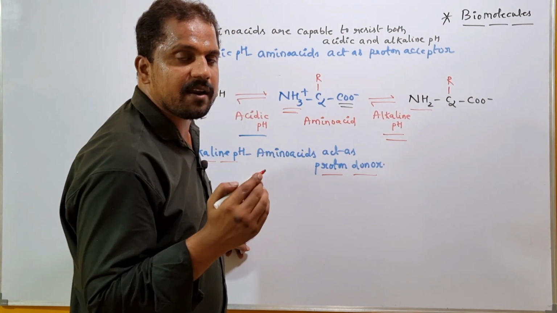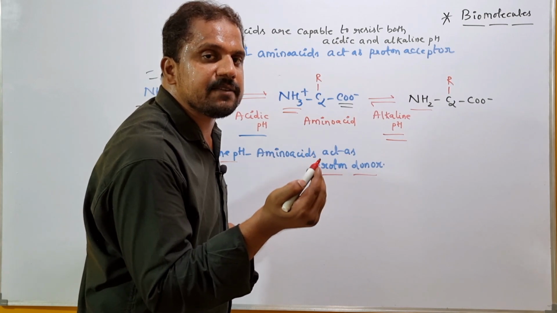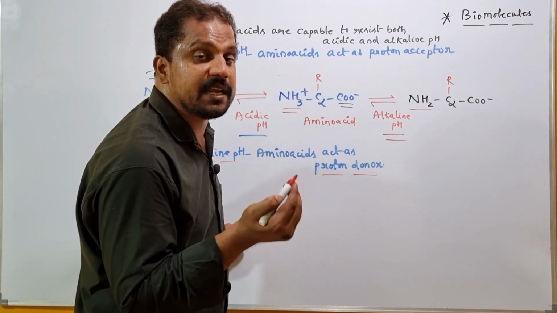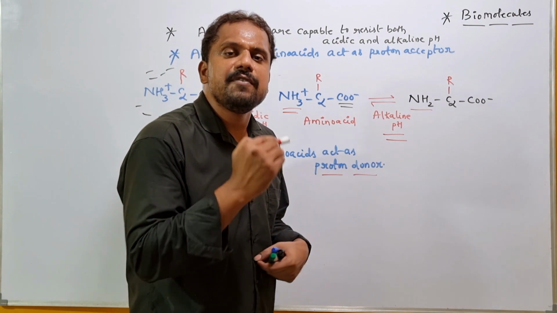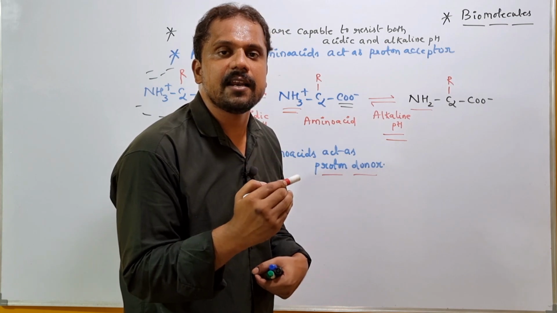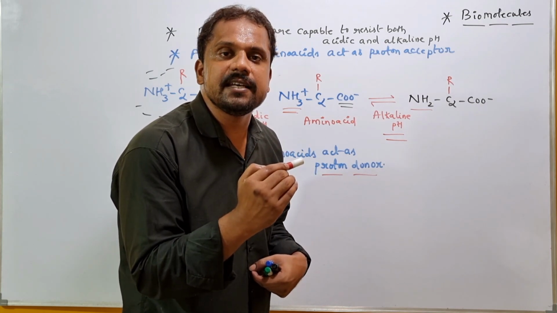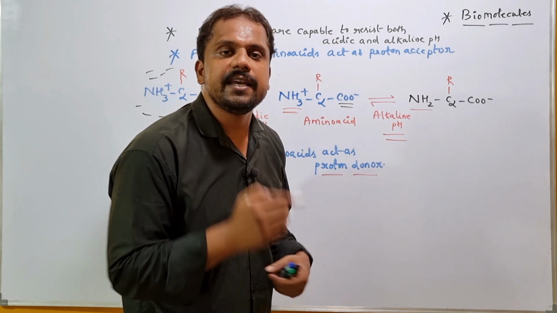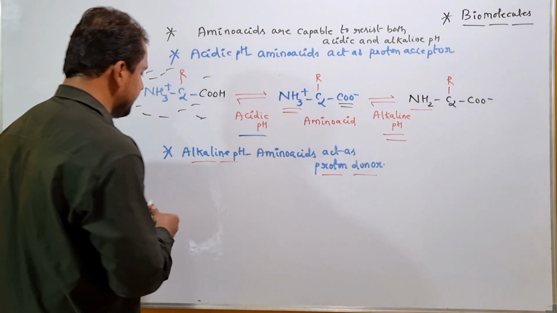The specific organic compounds which are capable of resisting both the acidic pH and alkaline pH are termed as what? Ampholytes. Is it clear? The specific organic compounds which are capable of resisting both the acidic pH and alkaline pH are termed as what? Ampholytes. And the specific nature of these organic compounds is termed as what? Amphoteric nature. So let's write it here.